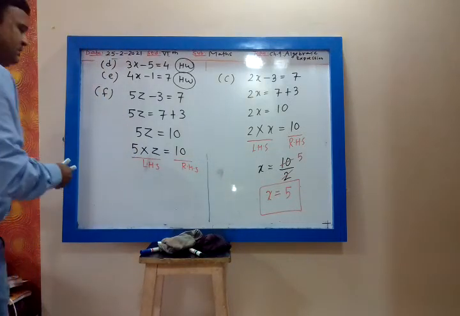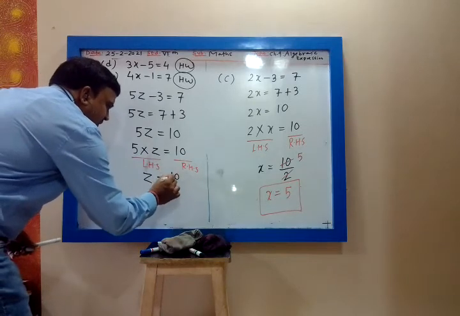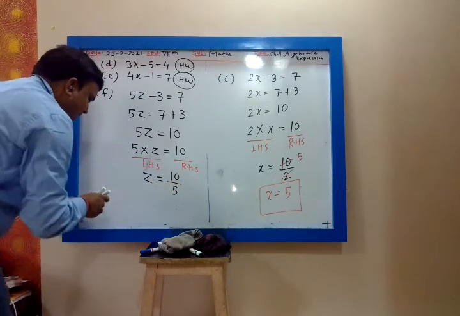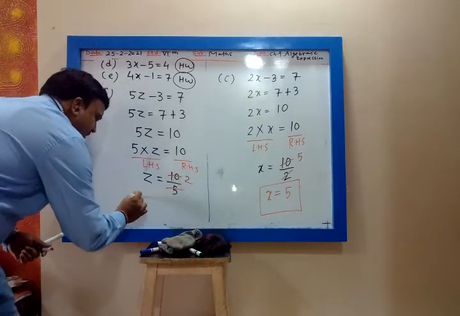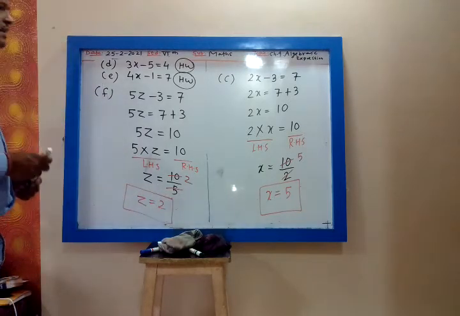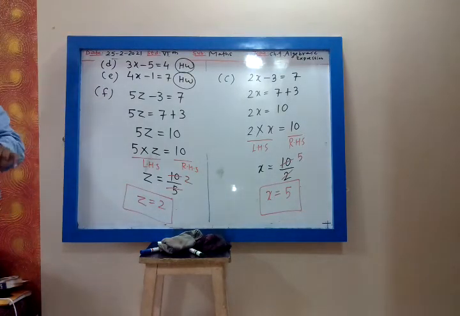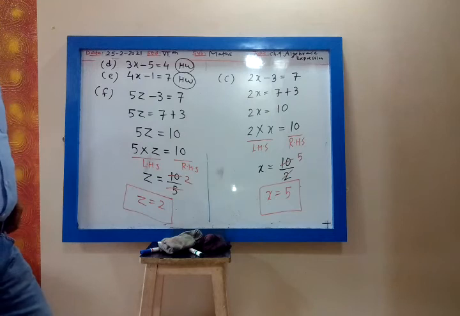5z is 10. So 5 will go in the division, z is equal to 10 upon 5. So you can cancel 10 with 5. 5 ones are 5, 5 twos are 10. So z is equal to 2. The answer is z is equal to 2. Write it.